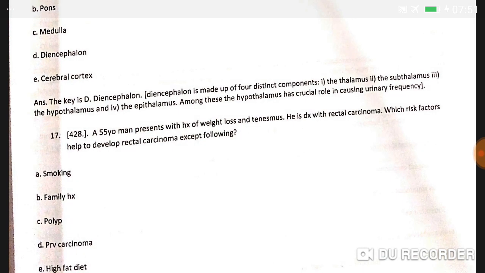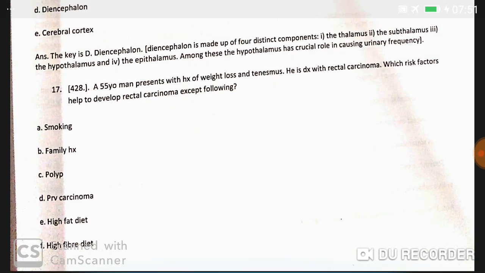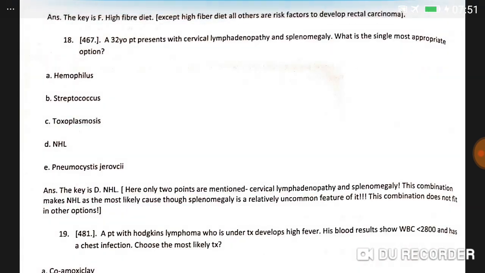Now, a 55-year-old man presents with a history of weight loss and tenesmus. He is diagnosed with rectal carcinoma. Which risk factors help to develop rectal carcinoma, except? A high fiber diet is not a risk factor. Except for high fiber diet, all the others are risk factors to develop rectal carcinoma.